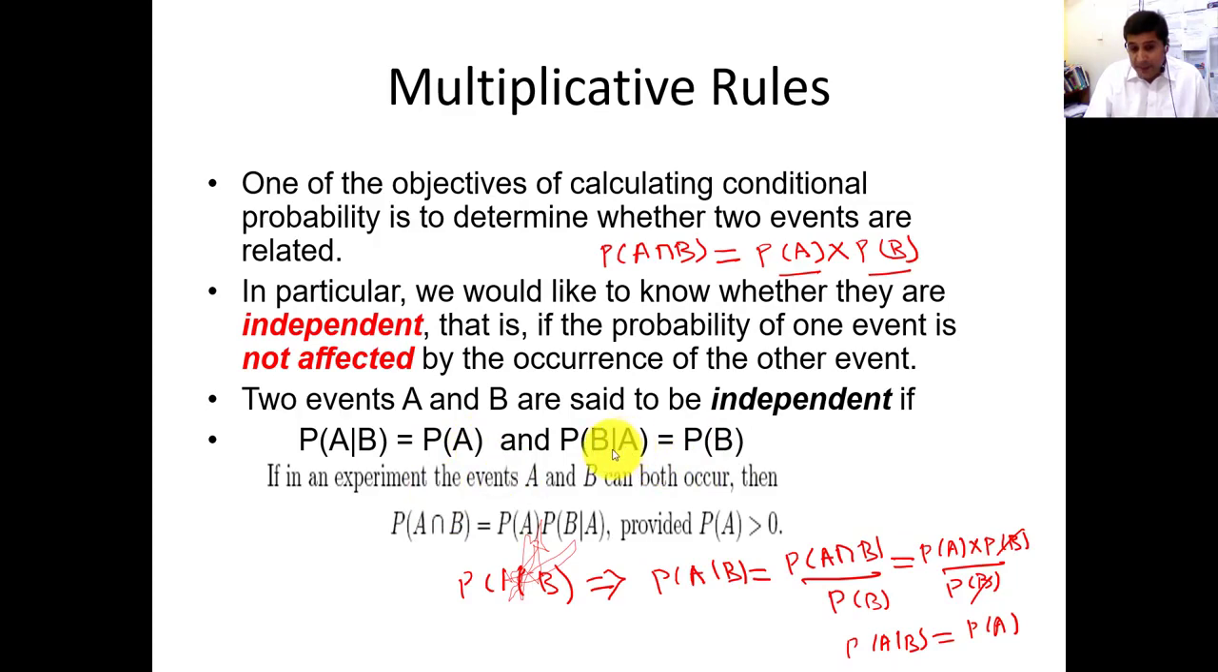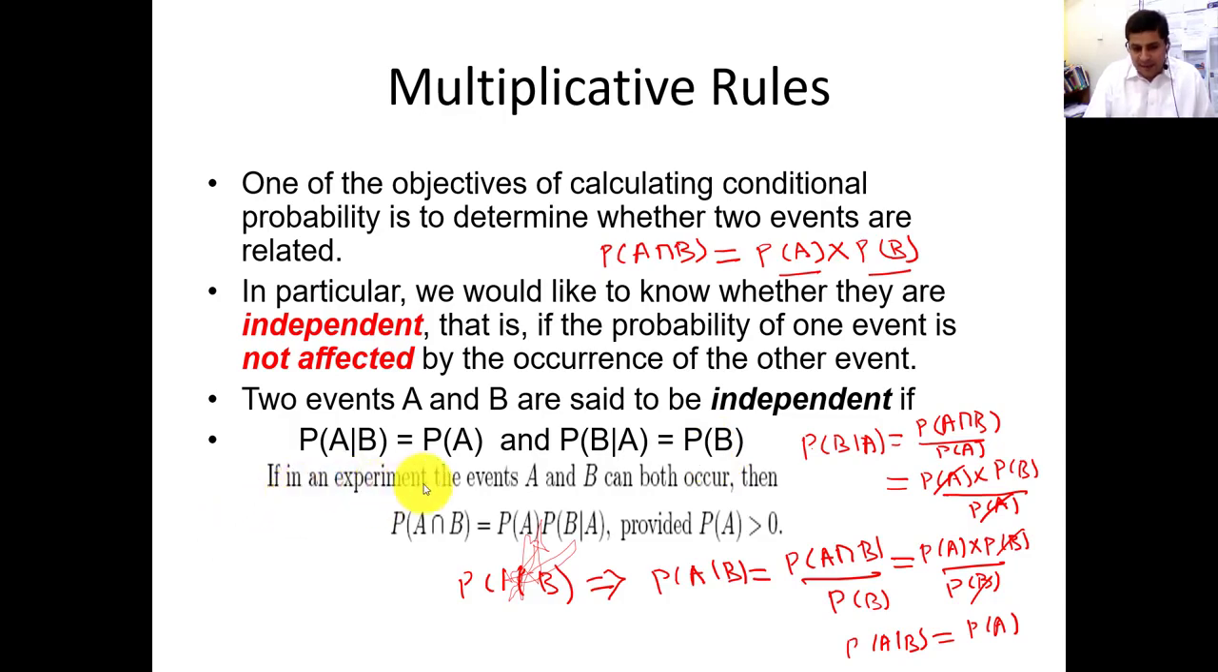And if probability of B given A is equal to probability of B, similarly we can also write it: probability of B given A will be probability of A intersection B over probability of A. So if A and B are independent, then we can write their multiplication as probability of A into probability of B divided by probability of A. This will be cancelled. So once again, probability of B given A is equal to probability of B.